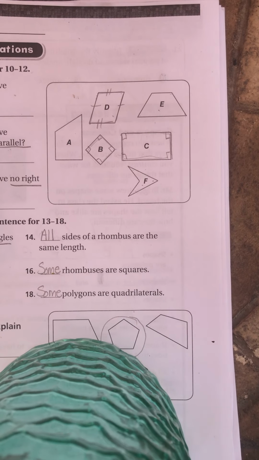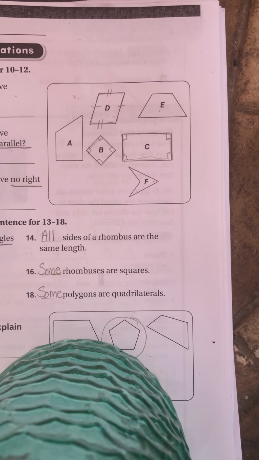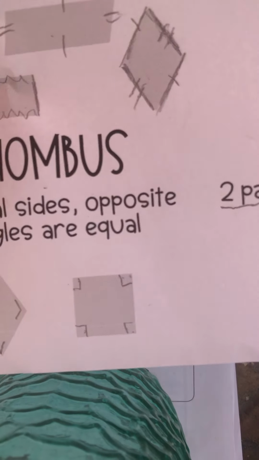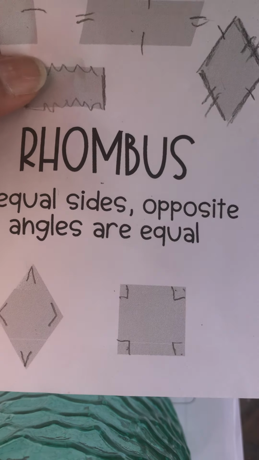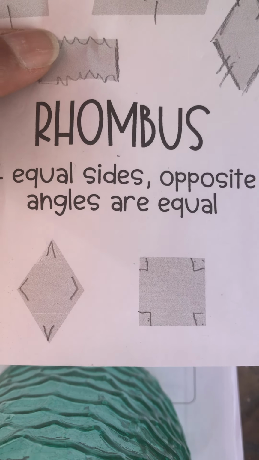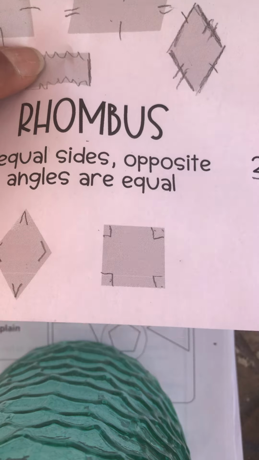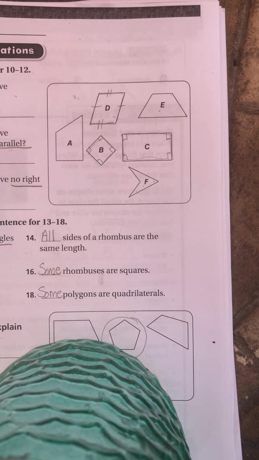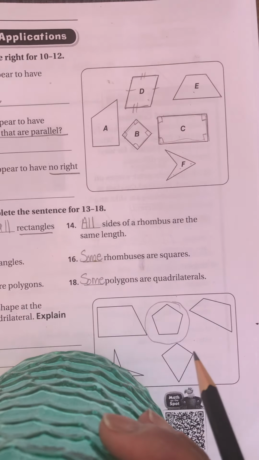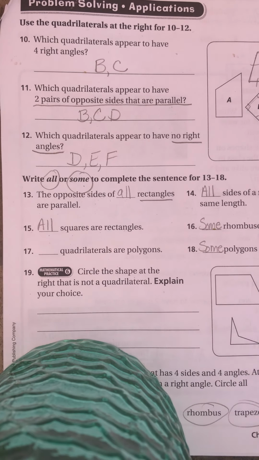Some rhombuses are squares. Again, here is the picture of the rhombus. So some rhombuses can be squares because you have a square right there, but not all squares can be rhombuses. All right. Number 17 I didn't fill out, but we'll do it right now.